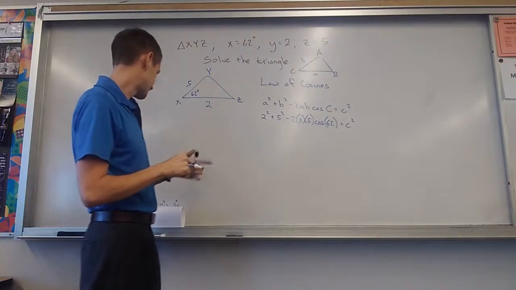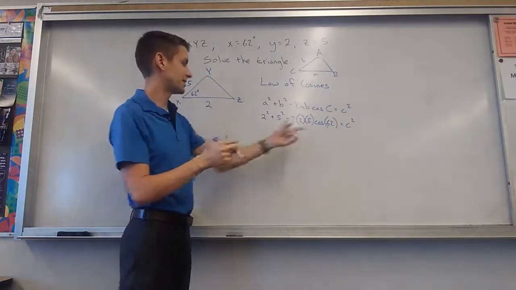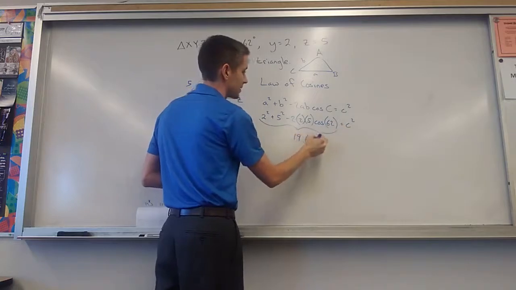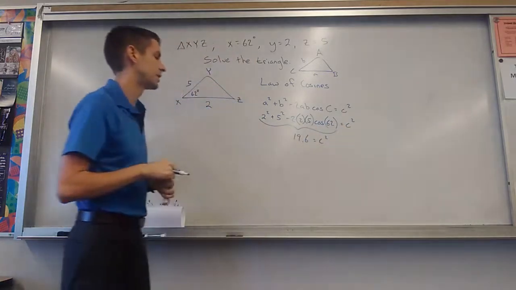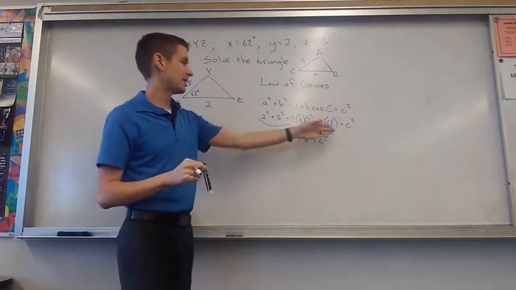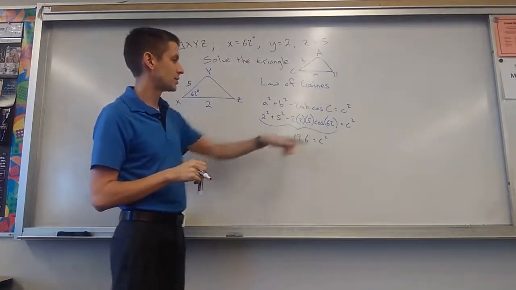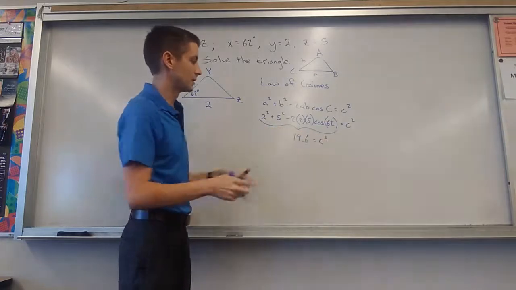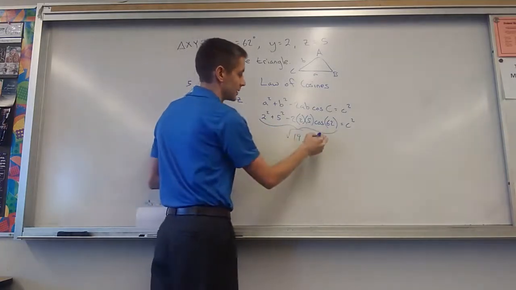So if I go ahead and calculate this, the whole left side combines down to 19.6 is equal to c squared. You can put that entire thing in the calculator at once. Just make sure you're in degree mode because we have a degree angle. And then to get rid of the squared, I'm going to square root both sides. When I take the square root of the left and right side, I end up getting 4.4 is equal to c.